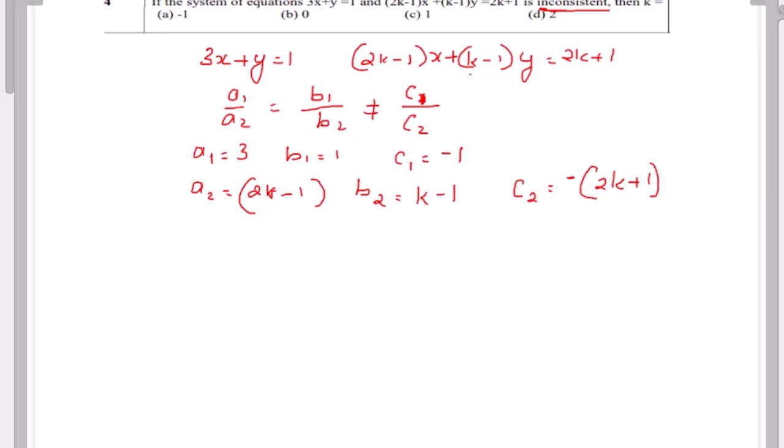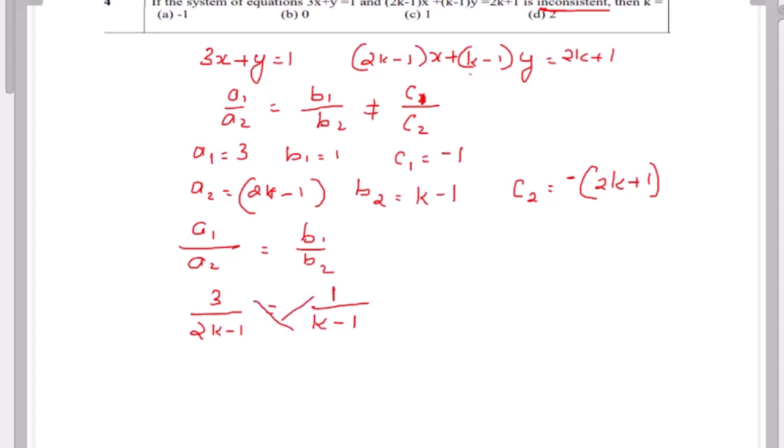So because only one unknown value is there, we have to find out the value of k. We can write A1 by A2 is equal to B1 by B2. We will take this condition. What is A1? 3 by A2 is equal to 2k minus 1 is equal to B1, B1 is equal to 1 upon B2, B2 is equal to k minus 1. Now cross multiply and find out the value of k, right?